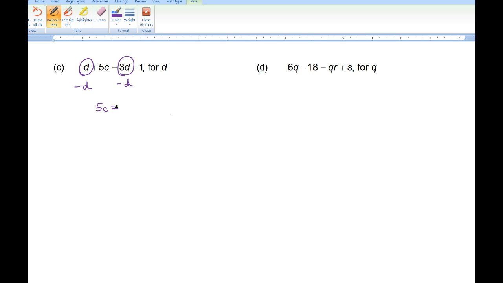What happens when I do 3D minus D? You get 2D. Then 5C equals 2D minus 1. Remember, we're trying to isolate D. So let's add 1. And then you get 5C plus 1 equals 2D.